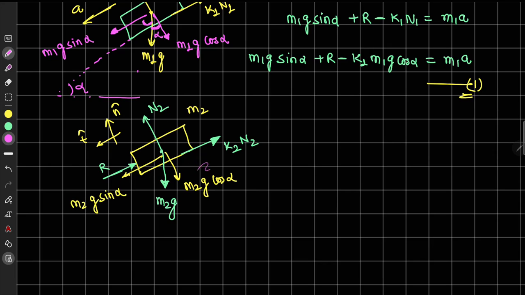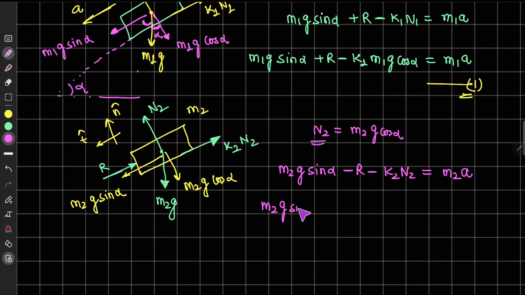So let us first balance the forces in the normal direction. We can write it as N2 = m2 g cos alpha. And if we balance the forces in the tangential direction, we can write it as m2 g sin alpha − R − k2 N2 = m2 a, where the acceleration is a. Let us substitute the value of N2 here, so we will get m2 g sin alpha − R − k2 times m2 g cos alpha = m2 a. So this is the second equation we are having.